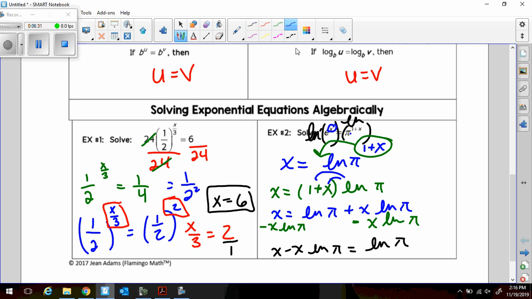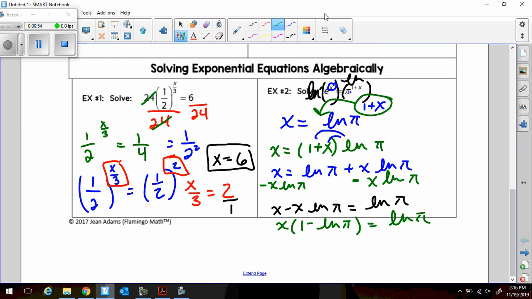Now I have all of my x terms on this side. What I'm going to do is factor out an x. And what I'm left with, don't forget this, I need to put a 1 here as a placeholder. If I distribute it back in, I have to get this again. So x times 1 minus natural log of pi equals natural log of pi. Then I'm going to divide by this. Whenever I have something multiplied by my variable, I divide by it. And that is your answer.